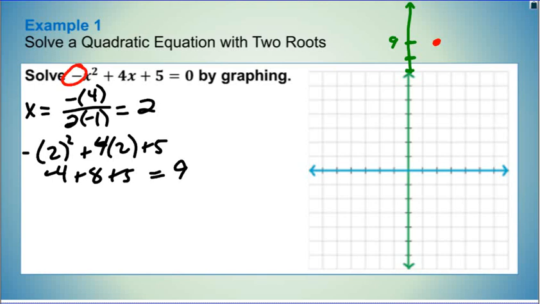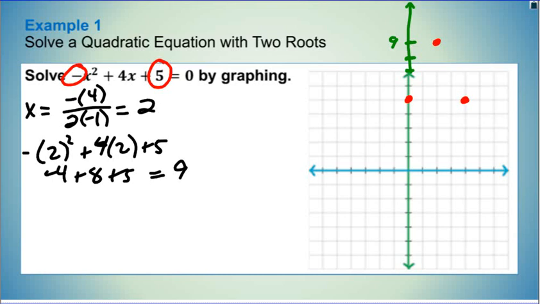I'm just going to choose some points on each side. So if I can do the y-intercept, which is 5. So 0, 5: 1, 2, 3, 4, 5. I can mirror that one. So it's 2 steps to the left, go 2 steps to the right. And then I want to go a little bit further.